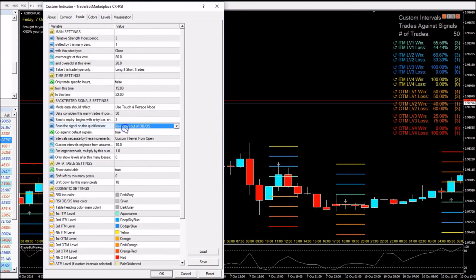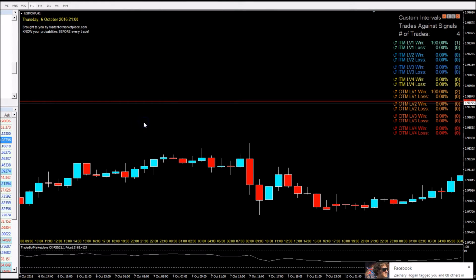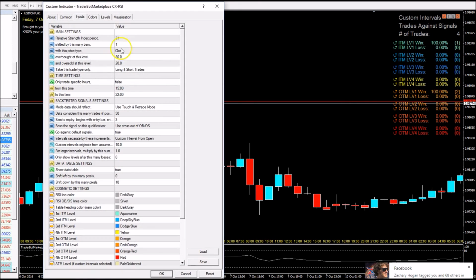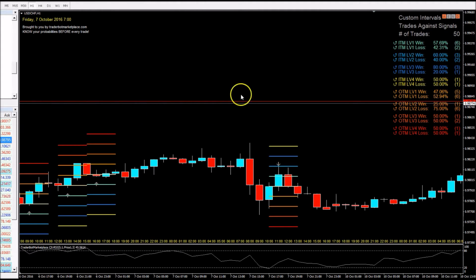You can look at when it crosses a boundary, or when it crosses back into the boundary. You can change your parameters up here. What if I want to look at a different parameter? I can change my parameters. Okay, now it shows a 100% win right here. It's only had 4 trades though on that particular set, so I'm not going to look at that. There's not enough data there. I don't like that either.